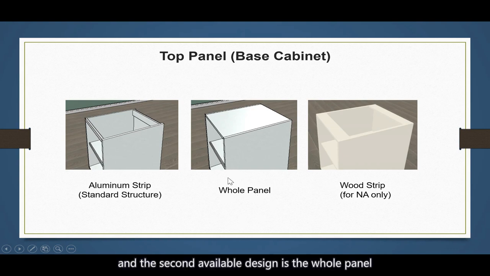And the second available design is the whole panels. Instead of going for these two strips, we're going for the whole panels right here. The reason why we don't always use the whole panel is that we do not want a gap. We do not want a dead gap between the base cabinets and the carcass to the countertop.